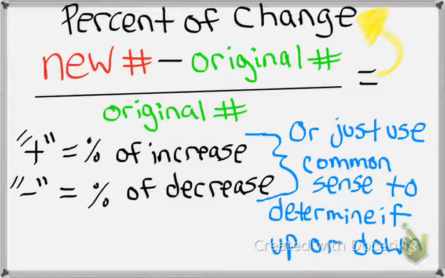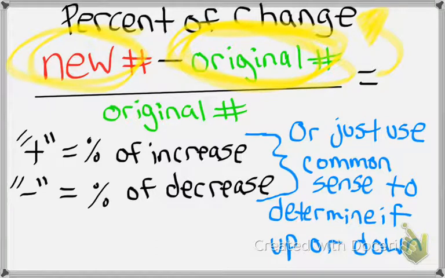Anyways, if you do it in this order specifically, new minus original, if you end up with a positive answer, then that means you have a percent of increase question. But if you end up with a negative answer, you're going to have a percent of decrease question. Meaning if it was a negative number, that means you have the new minus original, and if that equals a negative, that means the original must have been bigger. So if the original was bigger than the newer one, that means it got smaller.